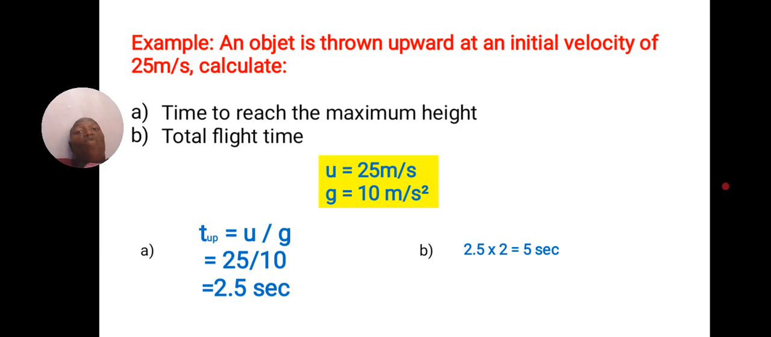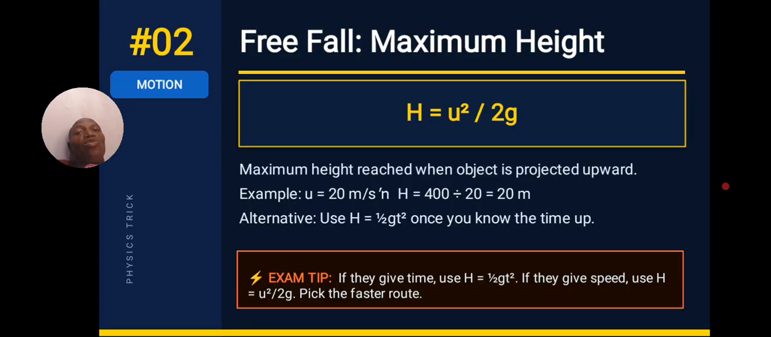Now, B, what is the total time of flight? So the total time of flight, since it takes it 2.5 seconds to go up, definitely it will take it 2.5 seconds to come down, giving 2.5 seconds times 2, which is 5 seconds. Now, let's go to the second trick.